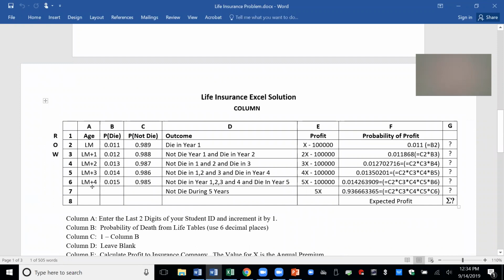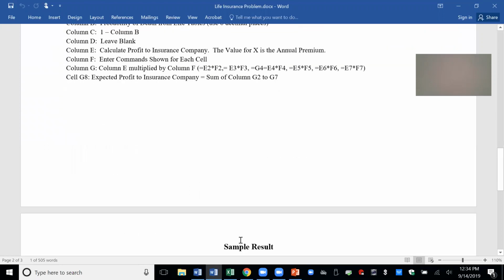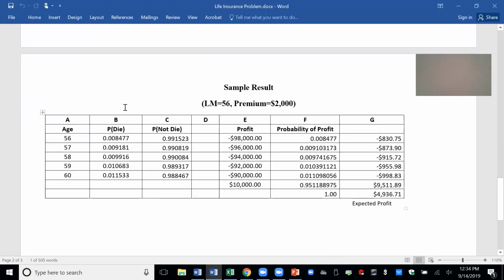Column A is you're going to put your age. Column B, the probability of dying. Column C, the probability you don't die. And column E, our profit. And F, the probability of each profit. And then in G, you're going to go probability times value, probability times value, probability times value, and take it out. I gave you instructions for each column here. And then I give you an example of it here.